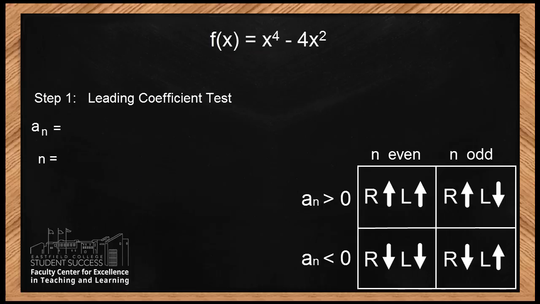We can utilize the idea of the leading coefficient test on our function. Our function has a highest power of 4, and the leading coefficient, the number in front of x to the 4th, is 1. A sub n is positive, which is greater than 0. N is even, which happens to be in this box, where the right end points up and the left end points up as well. Okay? That was step number 1, or part A in this problem.